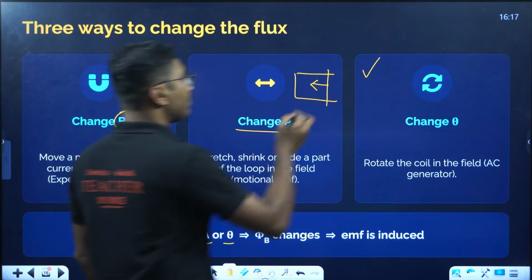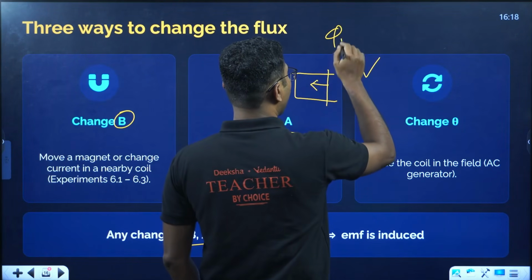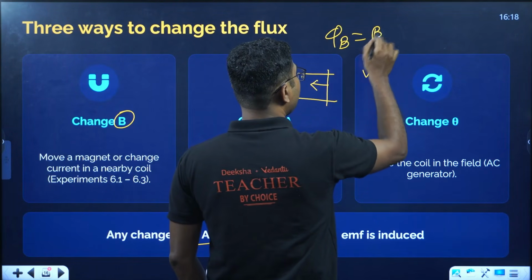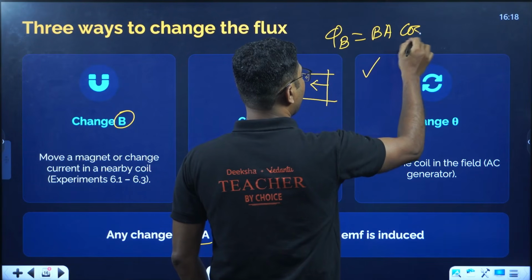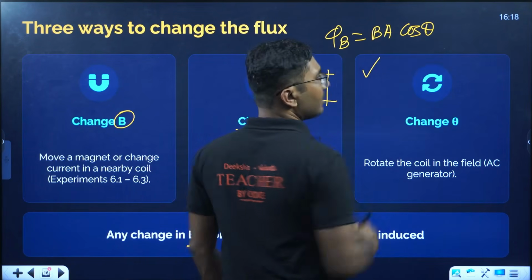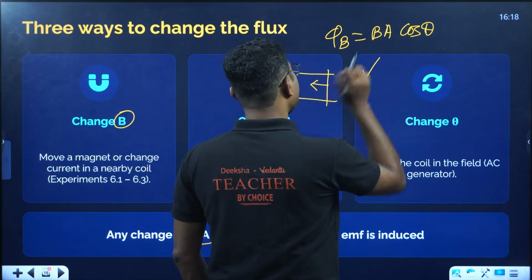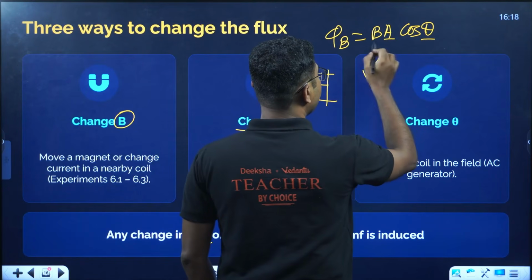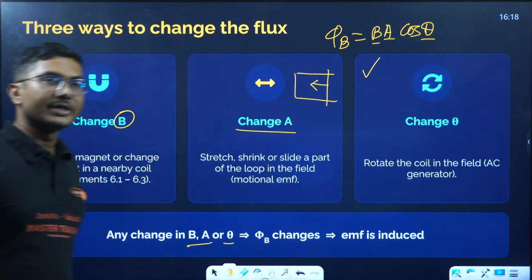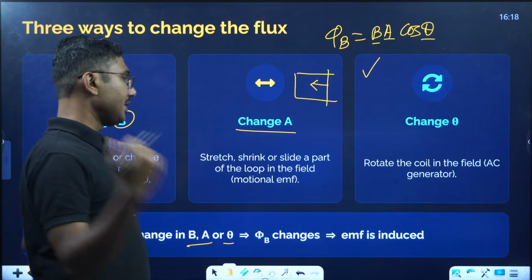Okay, phi B is equal to B A cos theta, right? So if you change the theta, you change A, or you change B, these are the 3 ways to change the induced EMF.